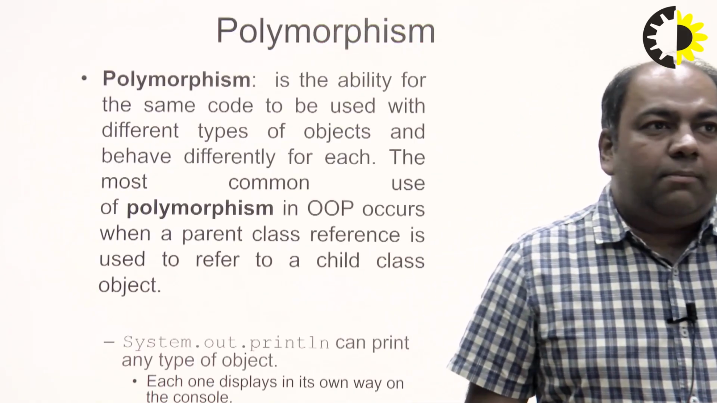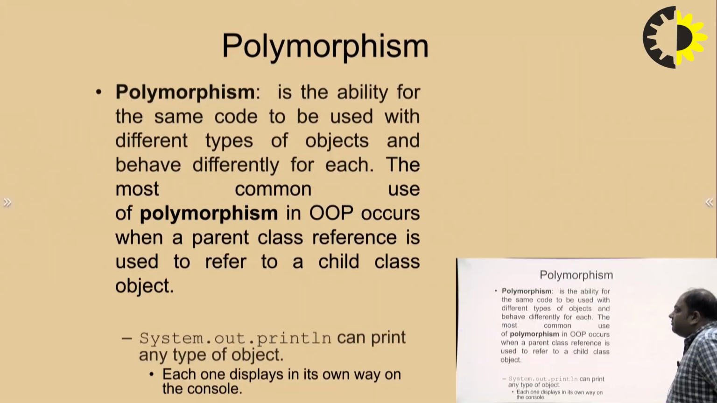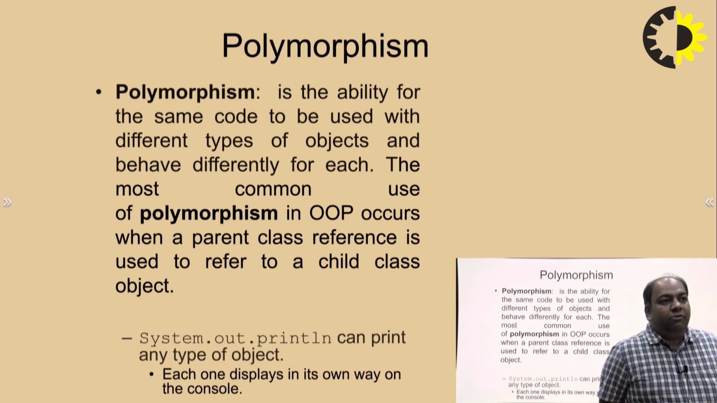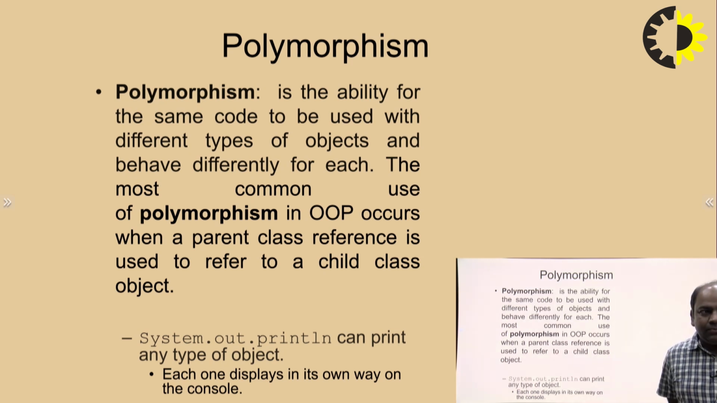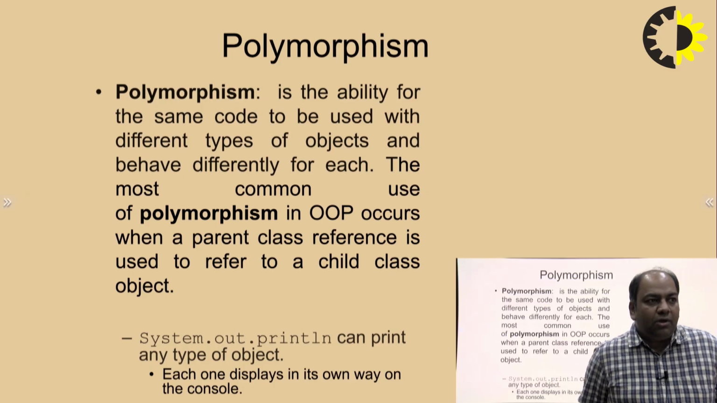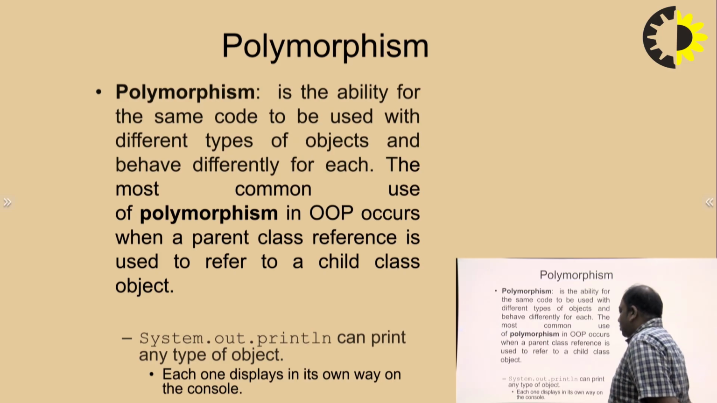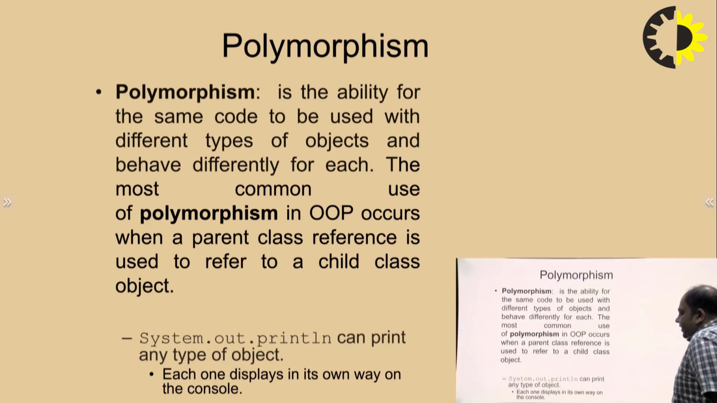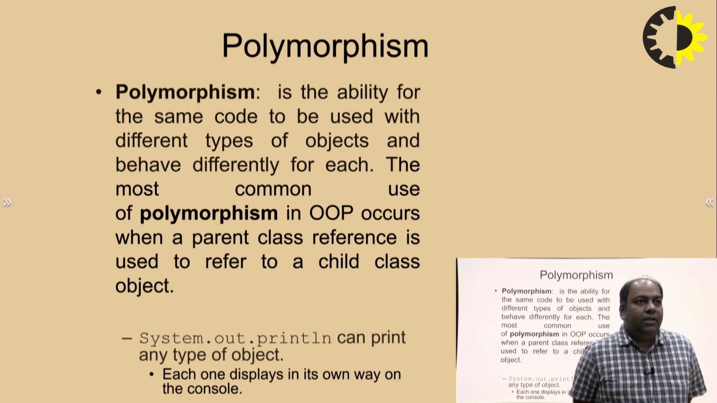So first I talk about polymorphism. Basically, what is polymorphism? Polymorphism is the ability for the same code to be used with different types of objects, and those objects behave differently for each type. The most common use of polymorphism in OOPS occurs when a parent class reference is used to refer to a child class object. For example, System.out.println can print any type of object and each one displays in its own way on the console.